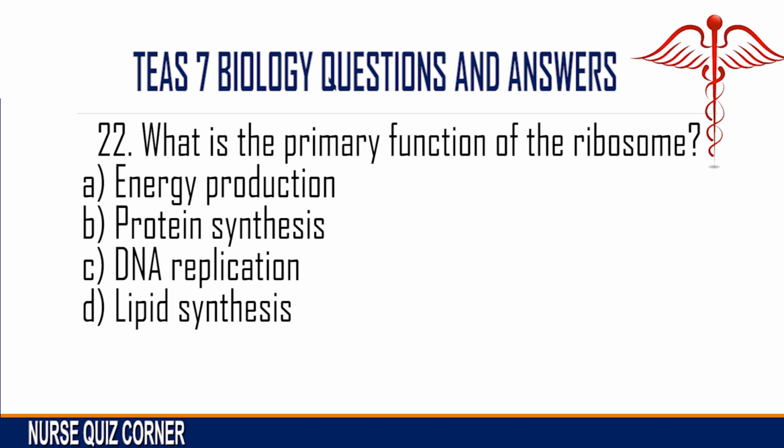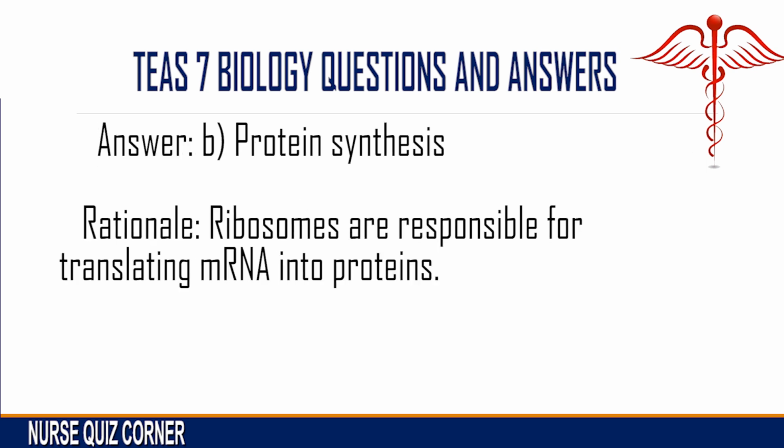22. What is the primary function of the ribosome? A. Energy production. B. Protein synthesis. C. DNA replication. D. Lipid synthesis. Answer: B. Protein synthesis. Rationale: ribosomes are responsible for translating mRNA into proteins.